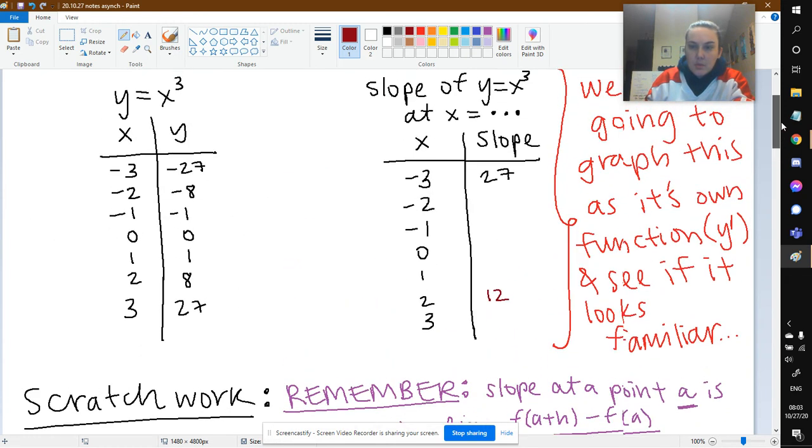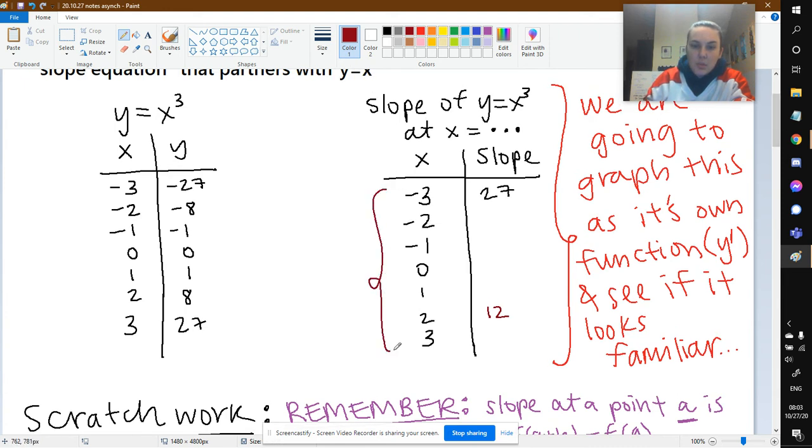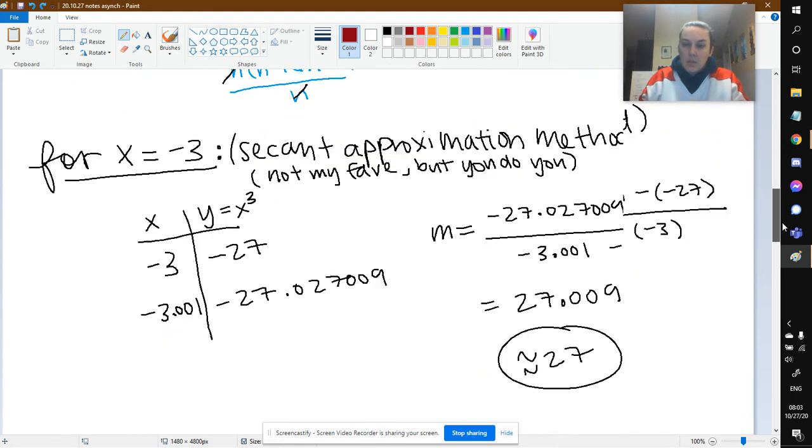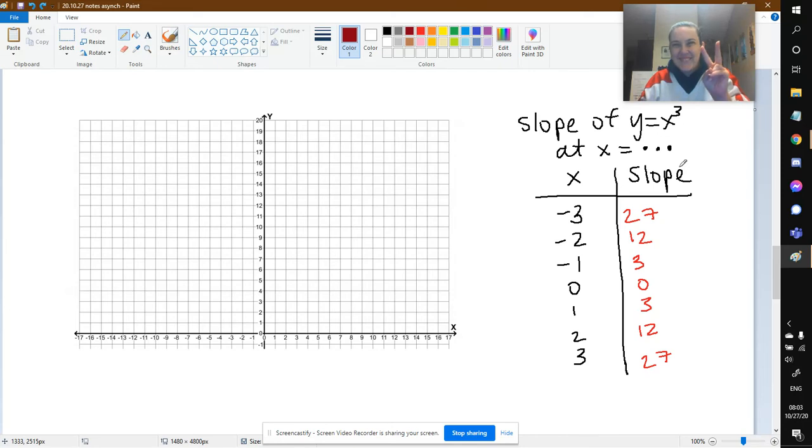Nice. So again, what you would do on your work, and what you would do if you're trying to find the slope equation for any random function, you would pick some points that you care about, find the slope at those points using either your limit or your secant approximation method. Boom, I did that. Speed up.